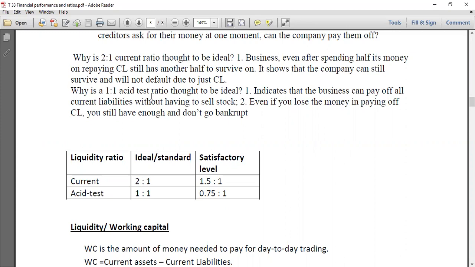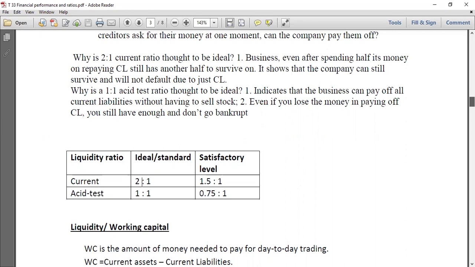Why is 1:1 the best ideal? Because it indicates that the business can pay off all its current liabilities without having to sell its stock. Even if you lose money paying off the current liabilities, you still have enough and you won't go bankrupt. By using only your cash availability, you can settle all your current liabilities. You can find out your financial strength from that, and your liquidity level, showing that you are not bankrupt and have enough money to survive. That is important: liquidity or working capital.